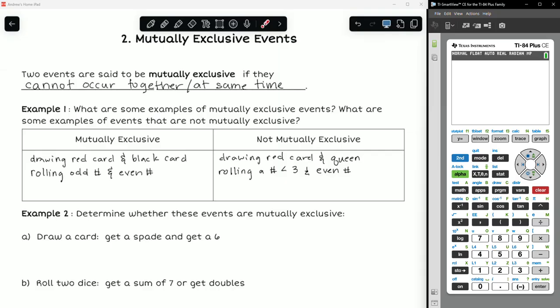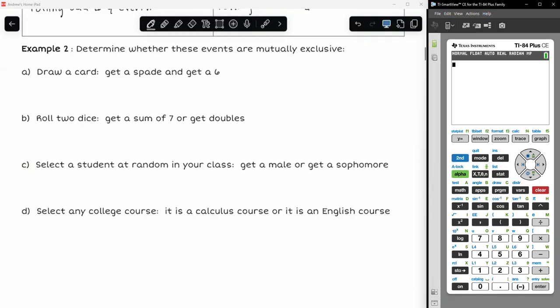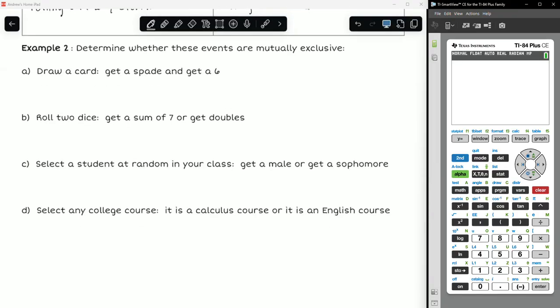So we're going to go ahead and consider some situations and determine whether they're mutually exclusive. The first one is drawing a card, getting a spade and a 6. And these are not mutually exclusive because the 6 of spades exists in the deck. Anytime I have something that's both at the same time, they're not mutually exclusive.